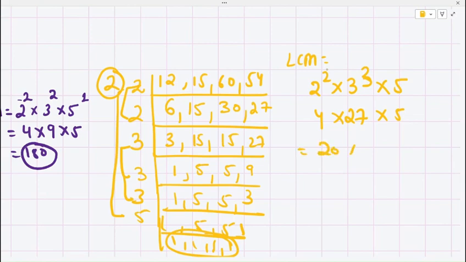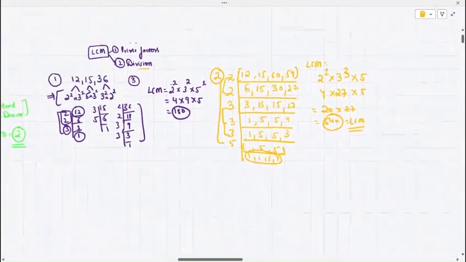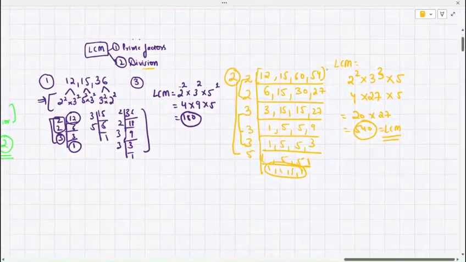This will be 20 into 27. So it will be 540. So 540 will be the LCM. So it will be the answer. It will be the LCM of these particular numbers. So these are the two ways of finding out the LCM of the given numbers, be it two numbers or more than two numbers.